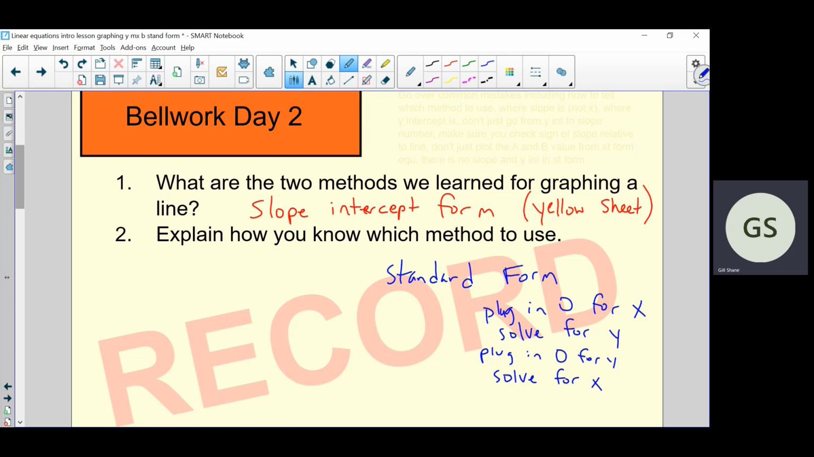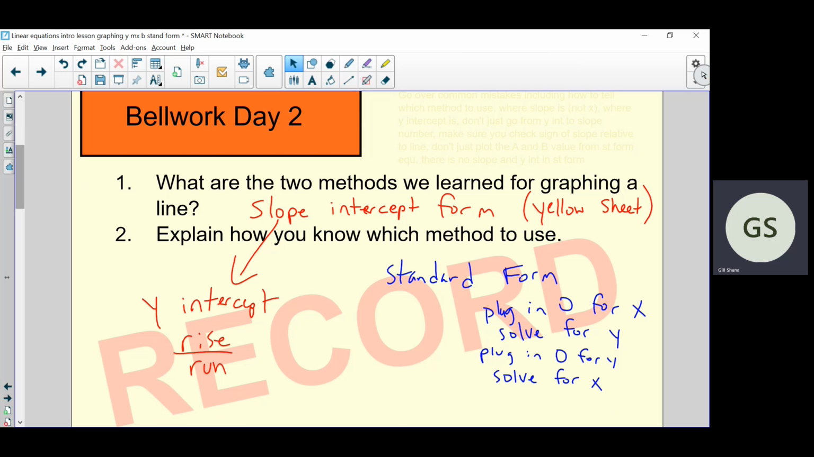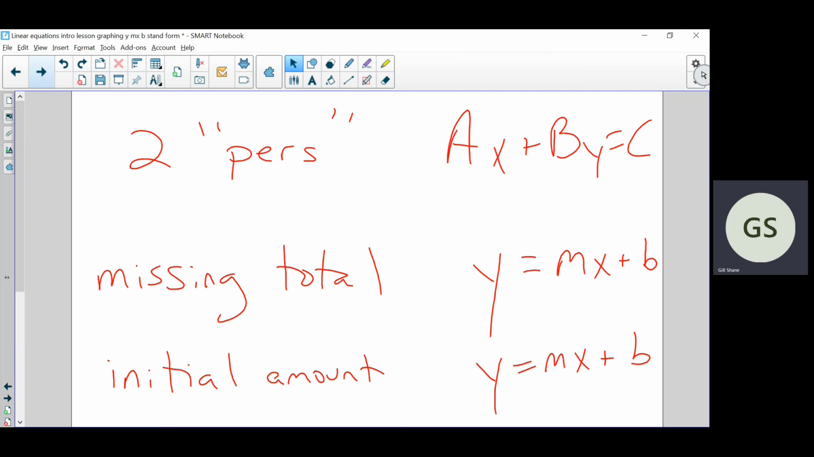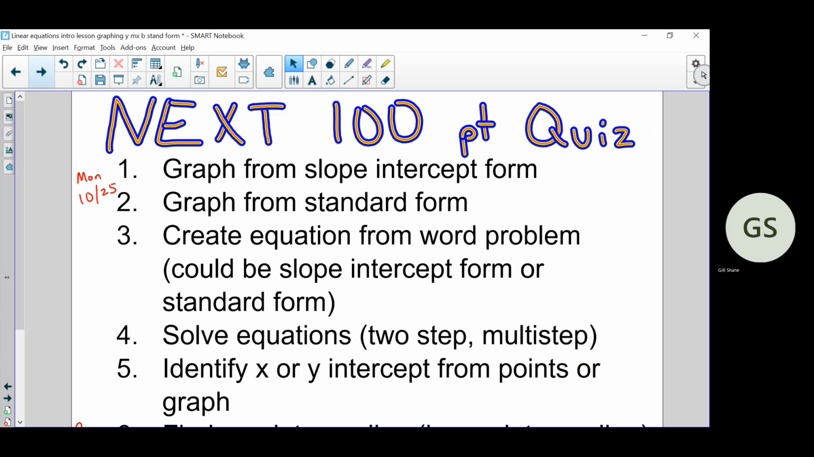All right, so the question is, how do we know which method to use? How do we know if we have slope-intercept form, which is where we use the y-intercept, put a point on that, and then use the rise over the run, the slope, to get our second point? That's slope-intercept form versus, over here in blue, the standard form. The way we know comes from this.